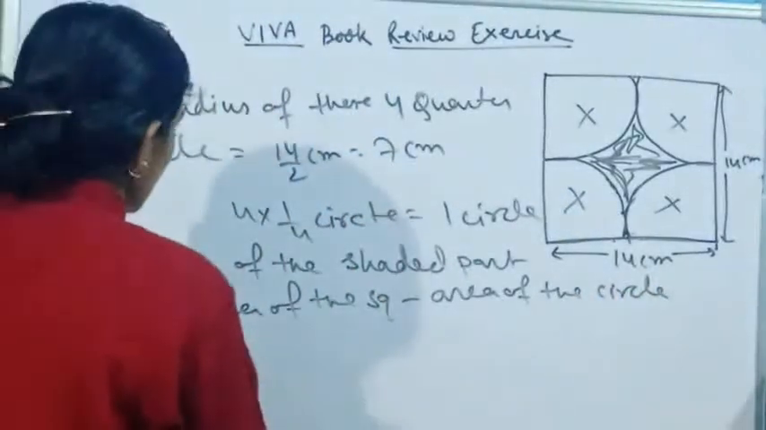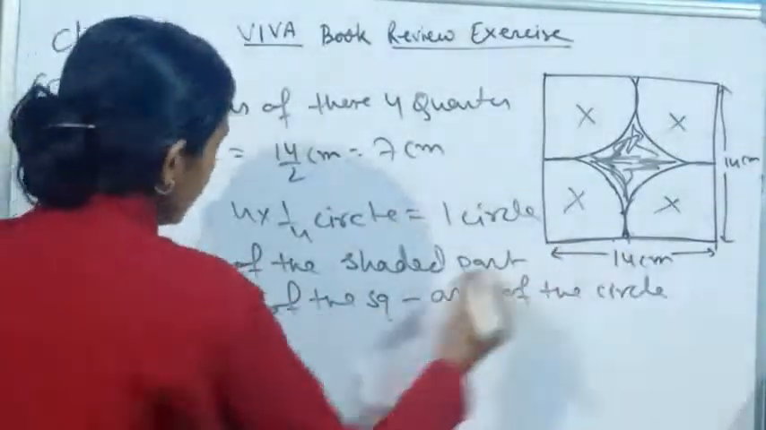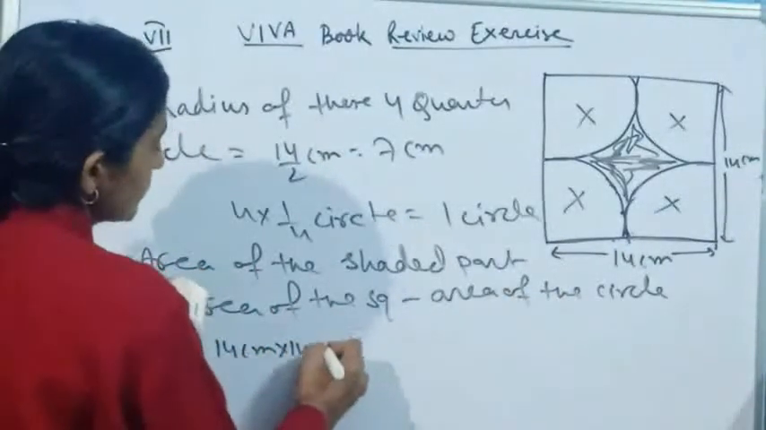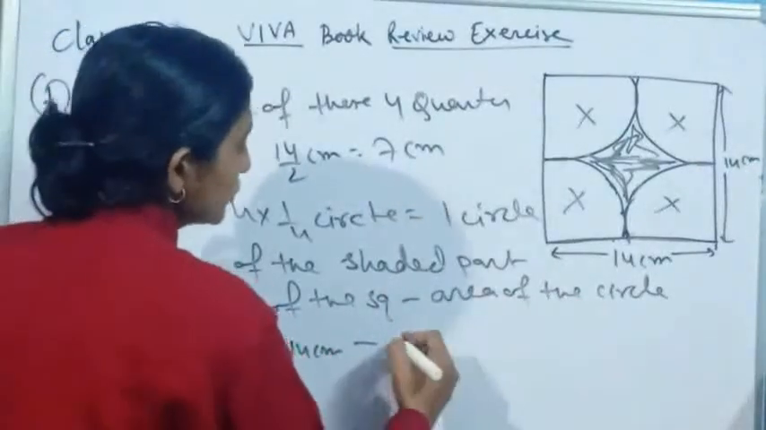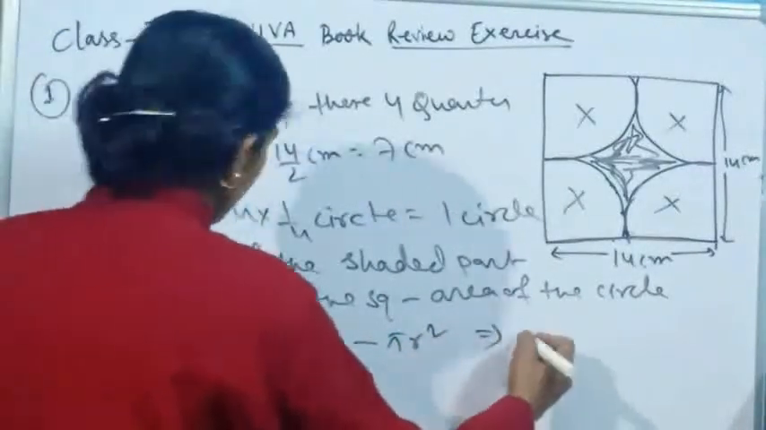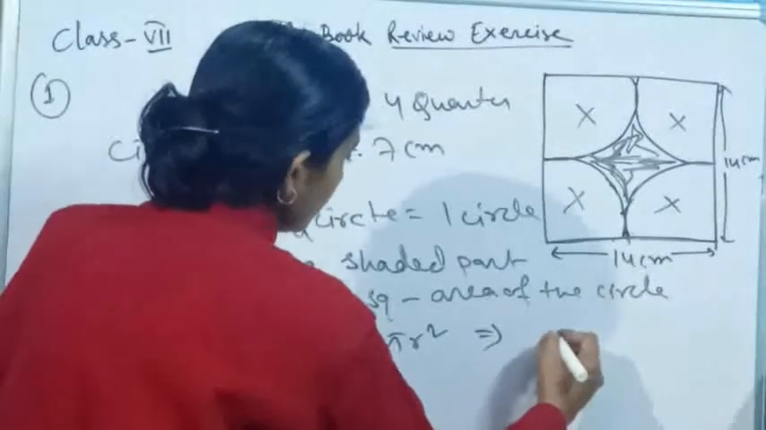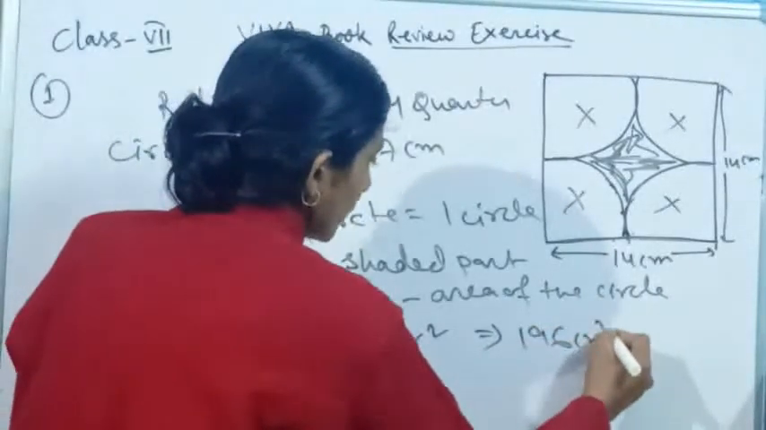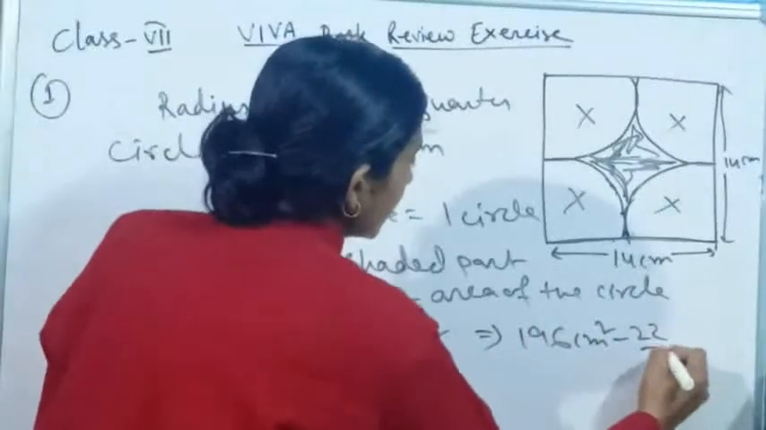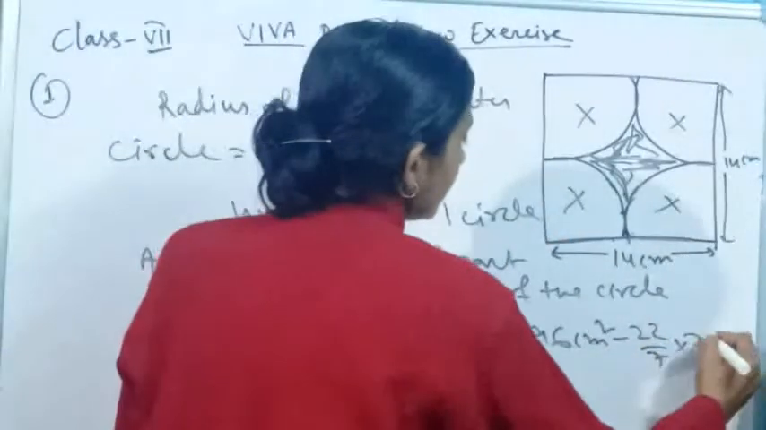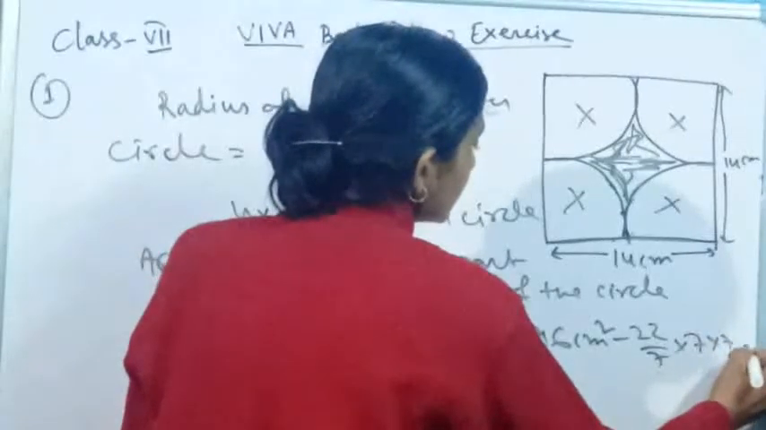Let's go for that. So what is the area of the square? The area of the square is 14 centimeter into 14 centimeter, minus the area of the circle, which is definitely pi r square. What can you write here? It is 14 into 14, that means 196 centimeter square, minus pi, let's take it 22 by 7, and r will be how much? 7 into 7, that much centimeter square.